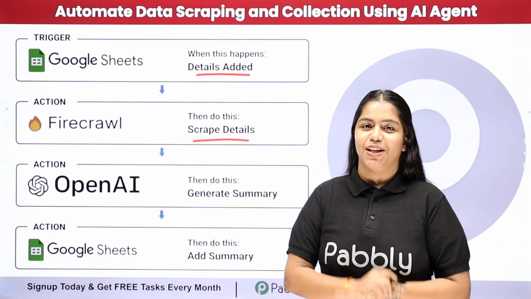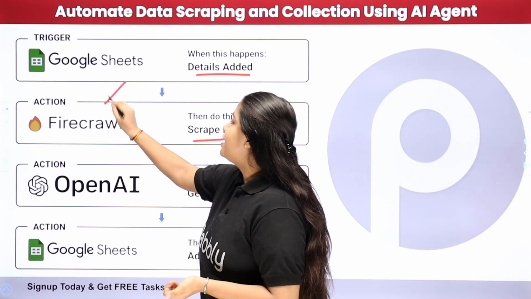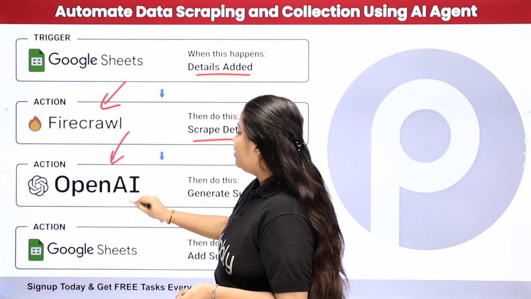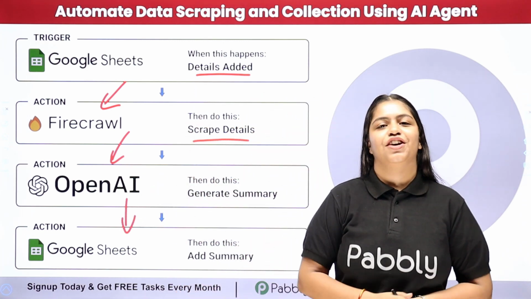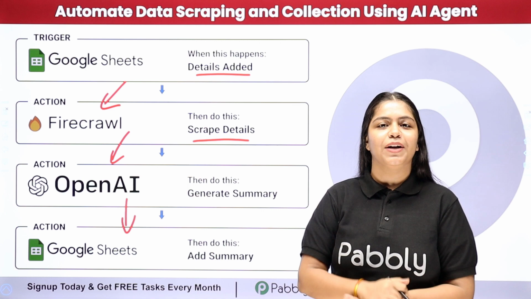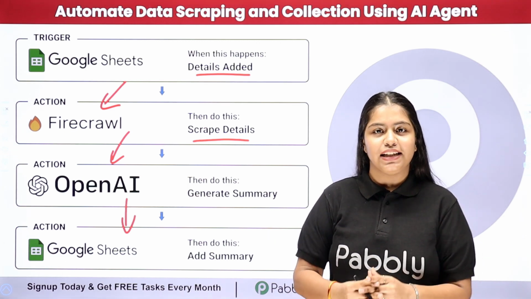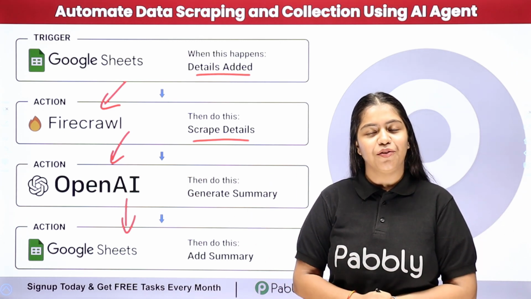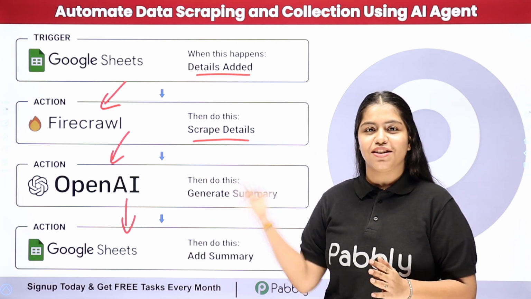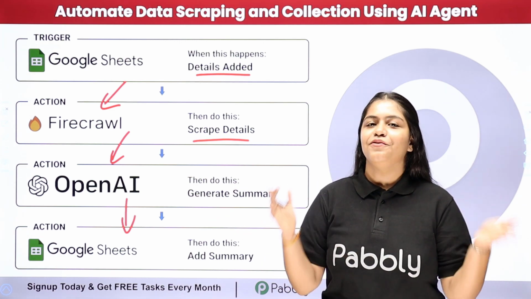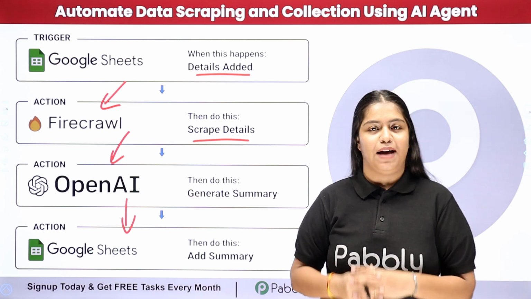So to do this, we are simply going to create a connection between Google Sheets, Firecrawl, OpenAI and Google Sheets. And to create this connection without knowing any programming or coding language, we are going to use Pabbly Connect. It is an amazing automation software. So if you also want to create this amazing automation for your own business, then for that you have to come with me towards my screen.